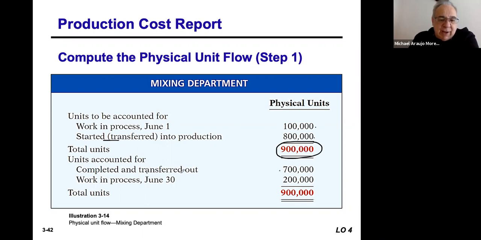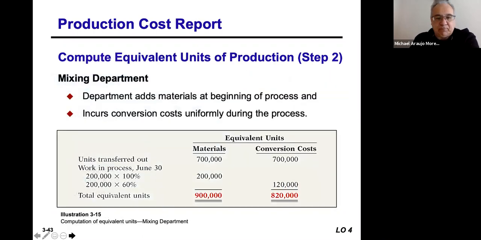700,000 were transferred out, completely transferred out. 200,000 are still left in work in process. So that's what happened to the 900,000. But these are basically physical units, and we've seen this. So this is the first step that's involved.